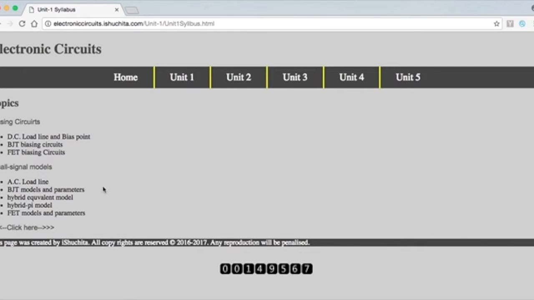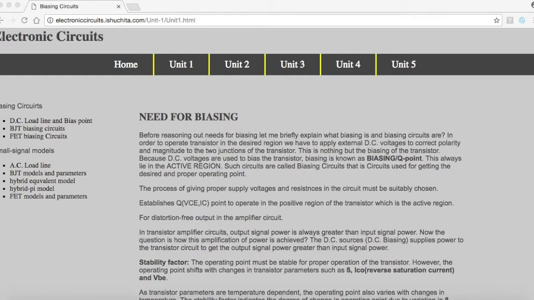Your unit 1 will have your biasing circuits and small signal analysis. So let's start with the subject. The unit 1 has your biasing circuits. So the topics are DC biasing, load line and the bias point, BJT biasing circuits, FET biasing circuits.